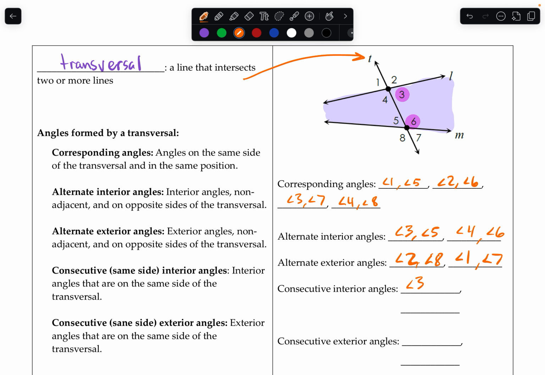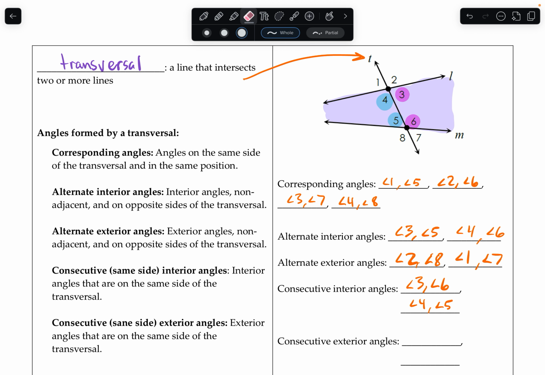So for example, angle 3 and angle 6 are both on the same side of the transversal and they are interior. Angle 4 and angle 5 would be another example of this. Angle 4, angle 5 as being both interior and on the same side of the transversal.